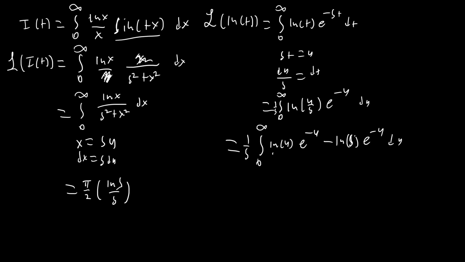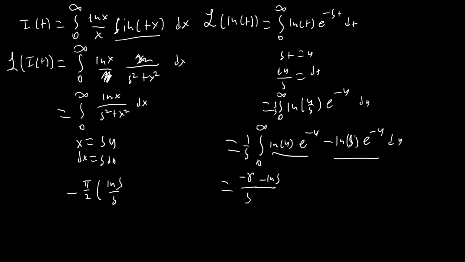Now this is an incredibly famous integral, and this just evaluates to negative gamma, where gamma is the Euler-Mascheroni constant. And this one is just going to be 1 times ln s, and of course we're subtracting. So we're just going to subtract ln s right here, and that's the Laplace transform of ln t. So let's go ahead and create that in our current problem that we're trying to solve right here.